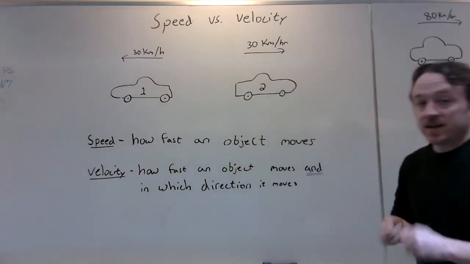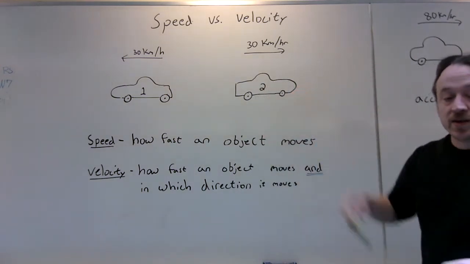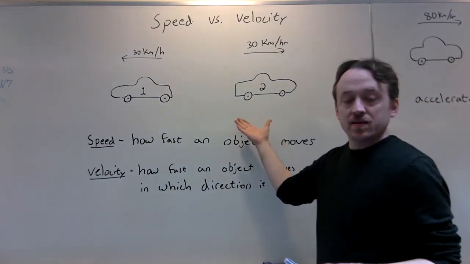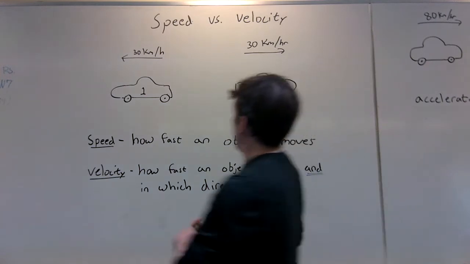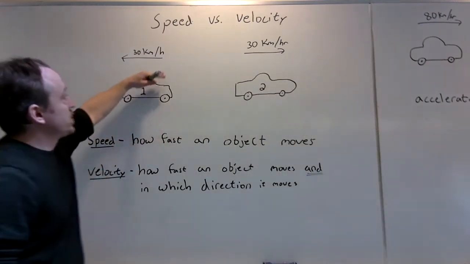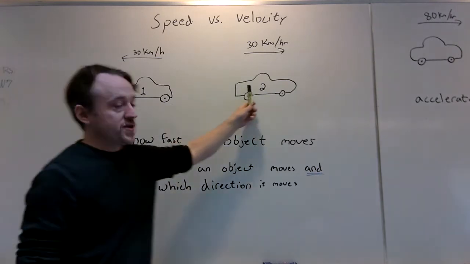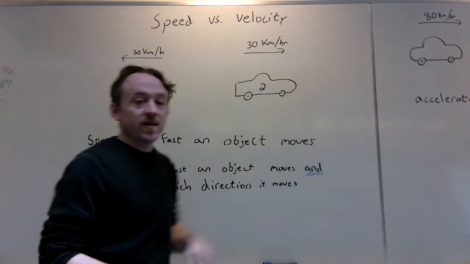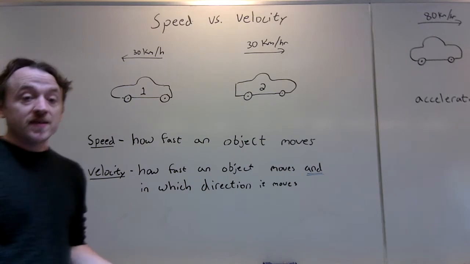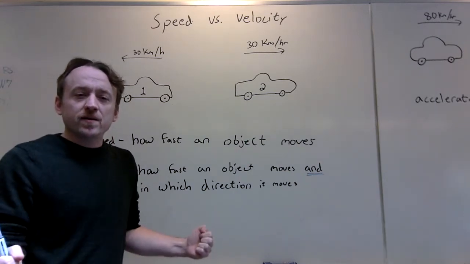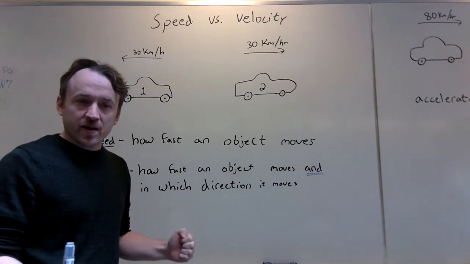Okay, so if I look at these two cars, these two excellently designed cars, I should do this for a living. Car 1 is traveling at 30 kilometers per hour going in this direction. Car 2 is going 30 kilometers per hour that direction. So their speed is the same. You can say, yes, 30 kilometers per hour. So that's just a magnitude. It doesn't say which direction the car is going.